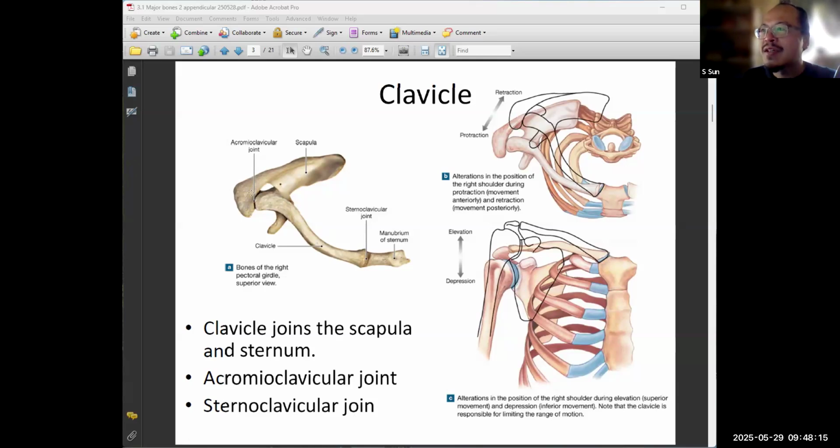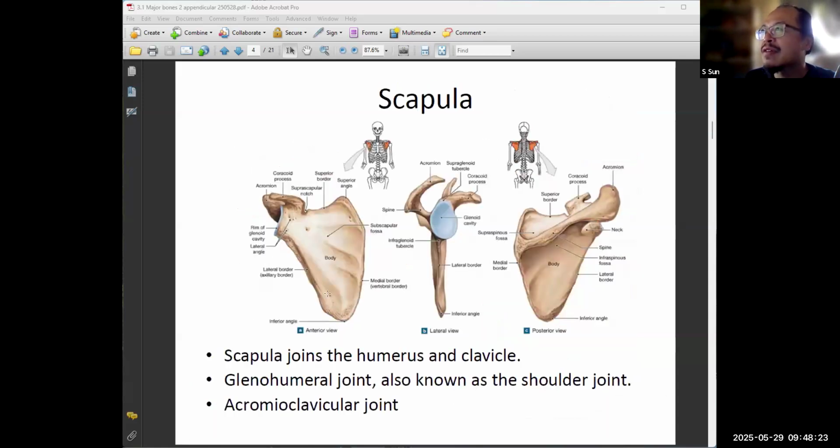On the scapula, it joins at the acromion process. We will learn about the scapula right here. If you look at the anterior view, in the front, you see it's flat. And here is the shoulder joint with the arm. Here we have two processes. The front one is called the coracoid process, and the back one is called the acromion process. The clavicle articulates with the acromion process of the scapula.